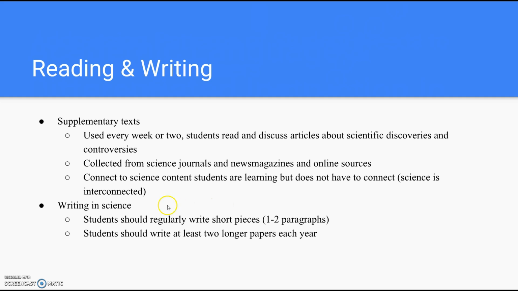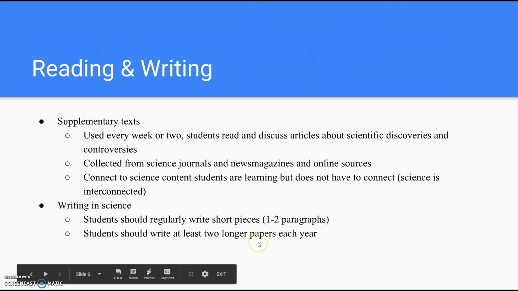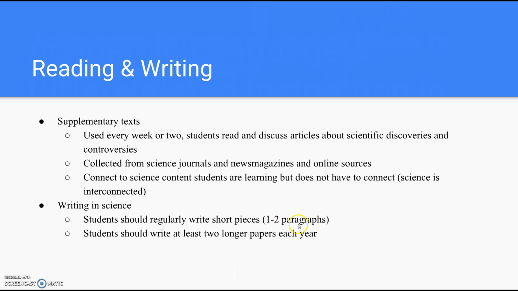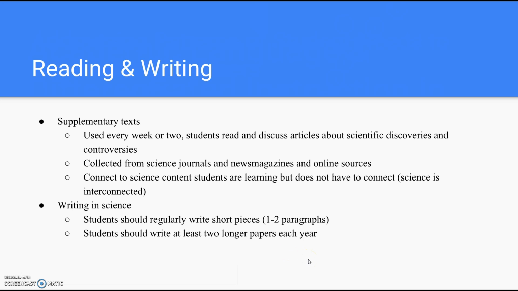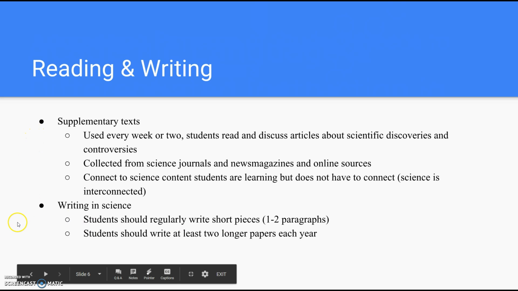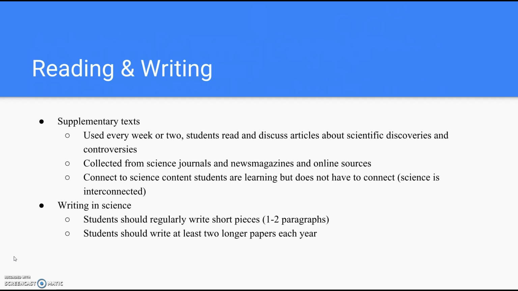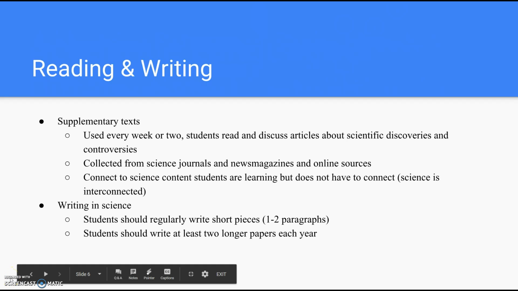And then he also talks about writing in science and how we need to do more of that to promote academic language. Students should be writing 1 to 2 paragraphs regularly, or at least 2 longer papers each year. This is something that we're not currently doing in my classroom, but something I want to work on, because through writing and reading supplementary texts, that's how you promote the use of academic language, and it's how you learn science content, which should be getting kids engaged.